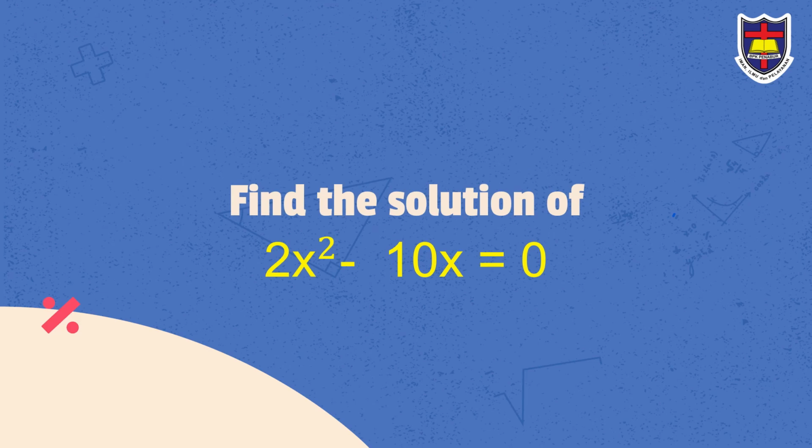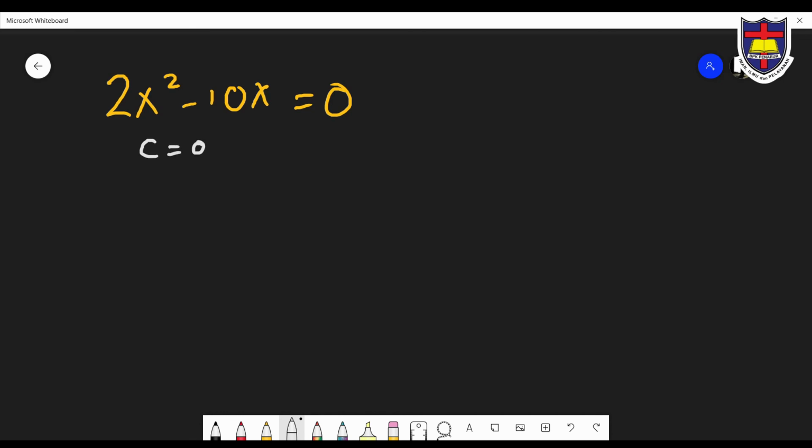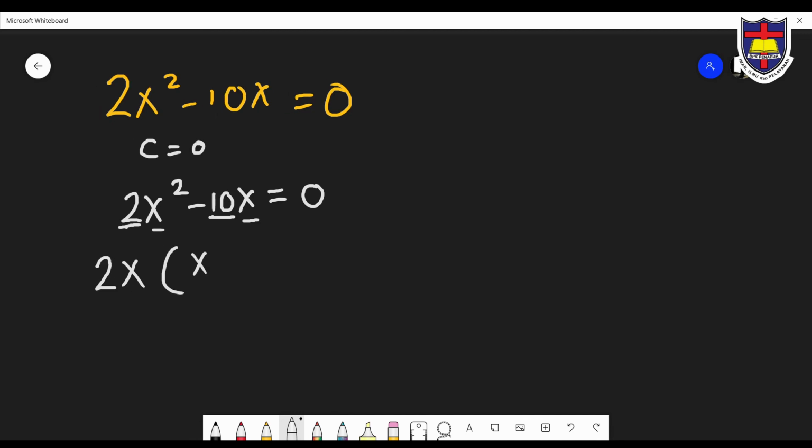So our next example is we must find the solution of 2x squared minus 10x equals 0. If we have c equals 0, we can factor it. So we have 2x squared minus 10x equals 0. The x is the same, so we can write it in front. And for 2 and 10, we can find the greatest common divisor, so we can write 2 in here. So we have 2x times (x, negative 10 divided by 2 is 5) equals 0.